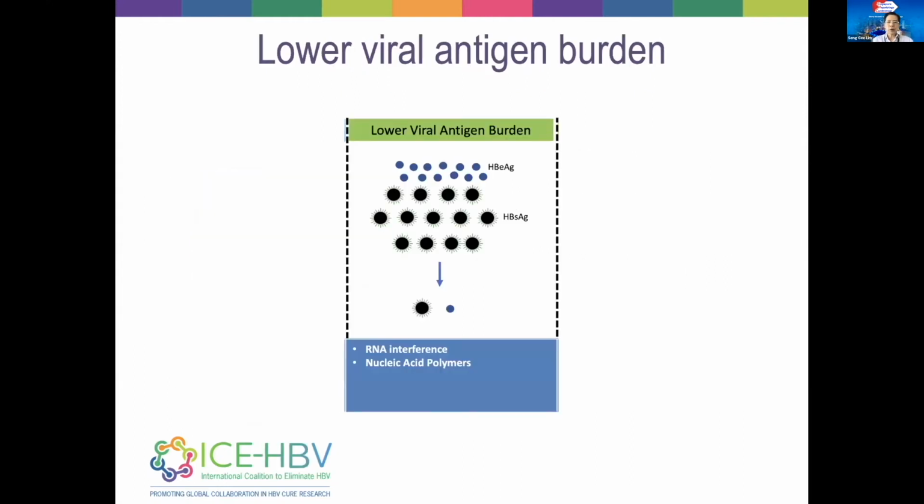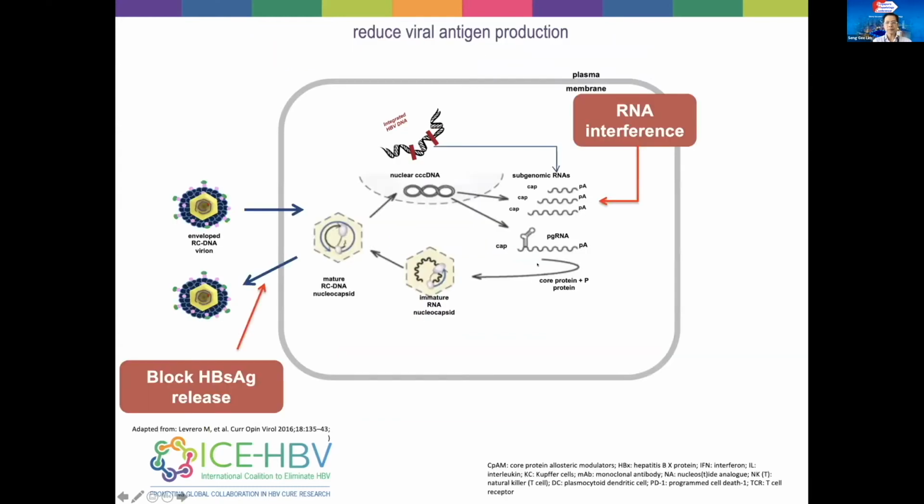So moving on to the second category, lower the viral antigen burden, we can reduce the E antigen and the S antigen by this method. And there are two drugs that do this in this category. This is something called RNA interference and blocking the release of the S antigen.